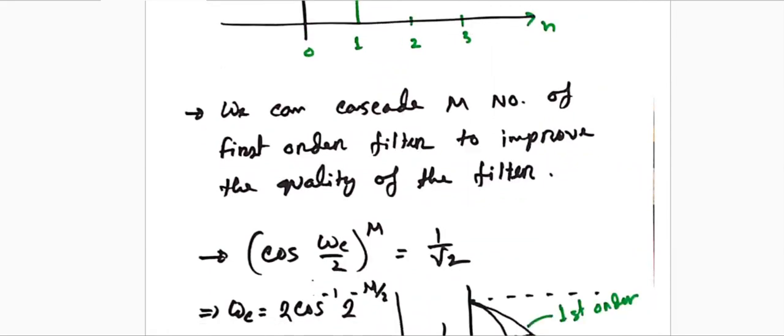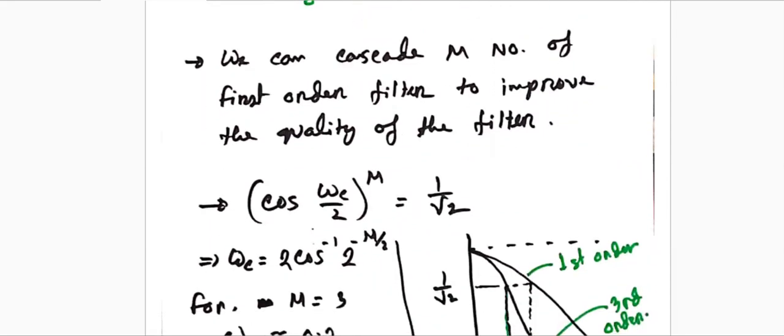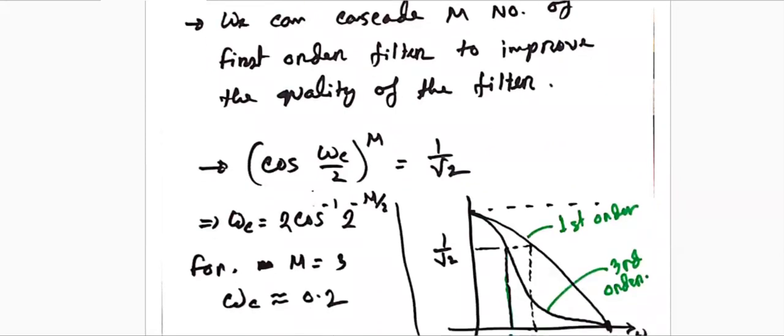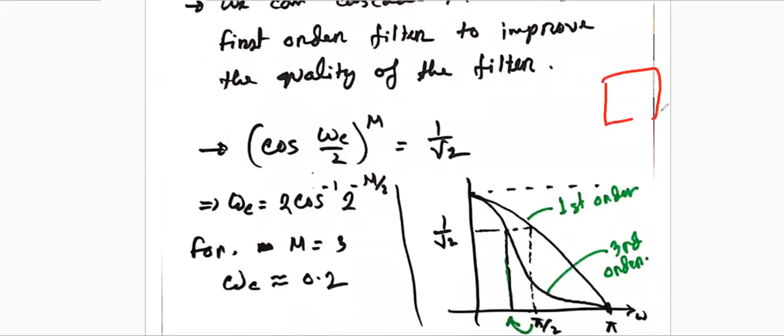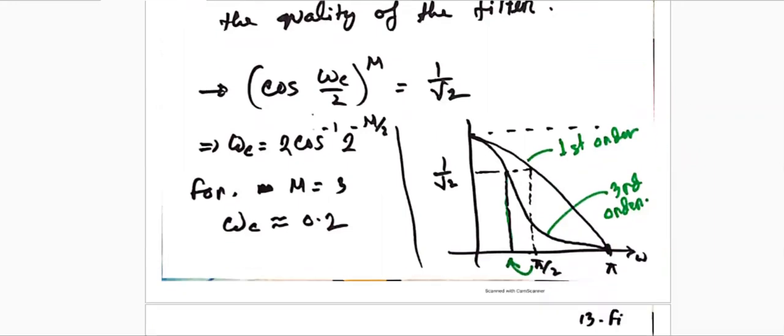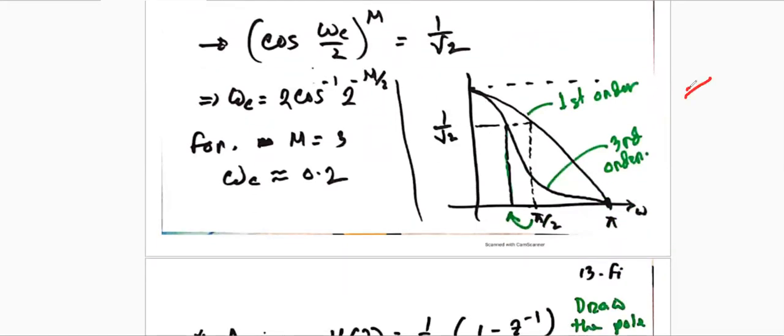Okay, the statement is given here. So how to improve the quality of the filter? You have a low pass filter. We have just designed it, where the cutoff frequency omega c is equal to pi by 2. That's why this is a very poor quality filter. How to improve the quality of the filter? If you concentrate on this figure, you'll find that this is our designed filter, where this is our cutoff frequency.